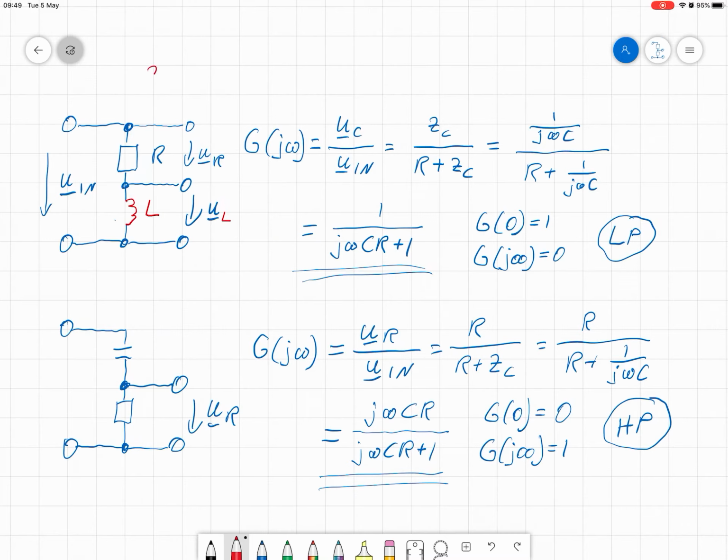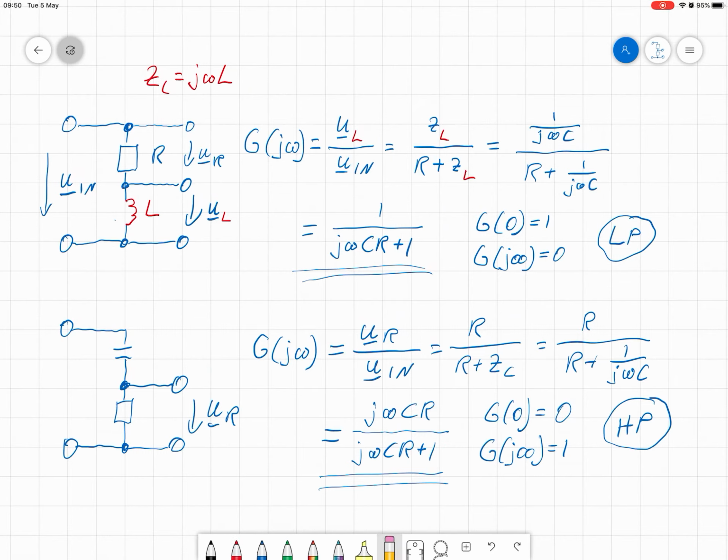The impedance of the inductor is actually slightly simpler. It is J omega L. So you can see again J the imaginary unit, omega the circular frequency, and L the inductance of the inductor. Otherwise, we can use very much the same equations. So we use the impedance of the inductor. We're looking at the voltage over the inductor, impedance of the inductor.